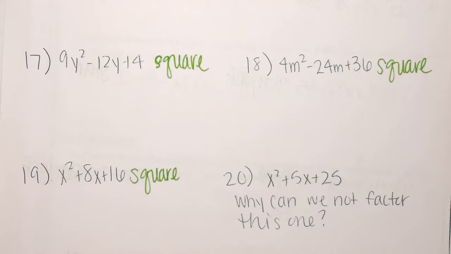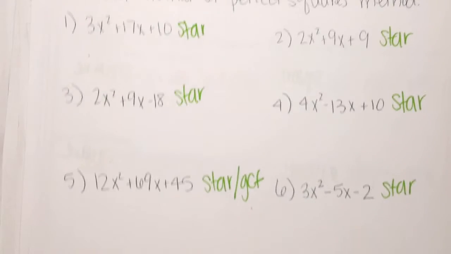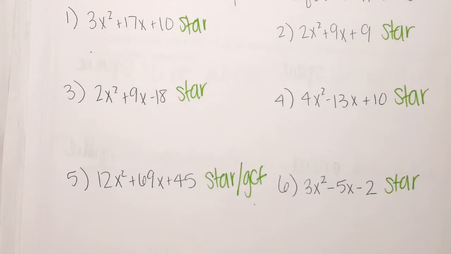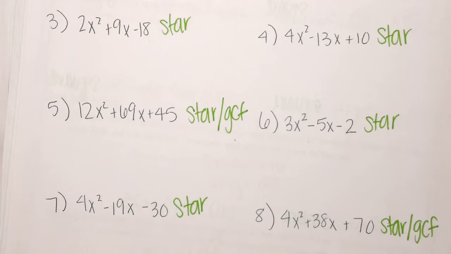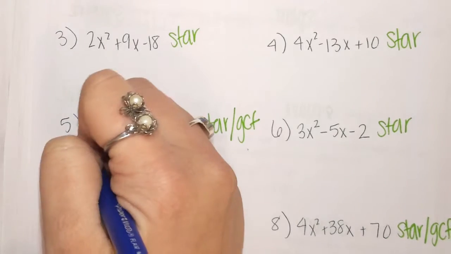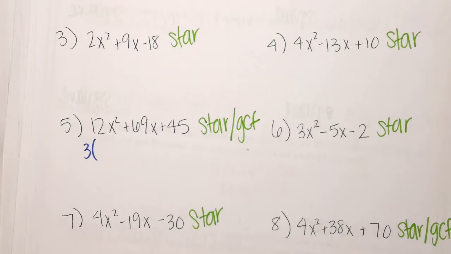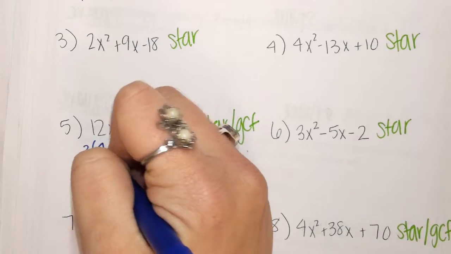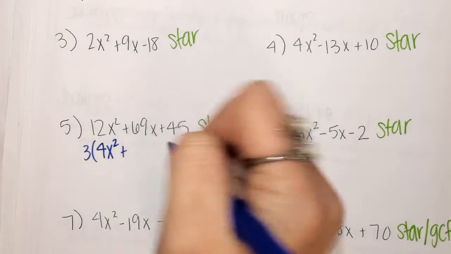Now, let's go to all of our GCFs and let's pull those out together. All right, let's start with number 5. What is the biggest number that goes into 12, 69, 45? 3. Okay. Now what's 12 divided by 3? 4. And what's 69 divided by 3?